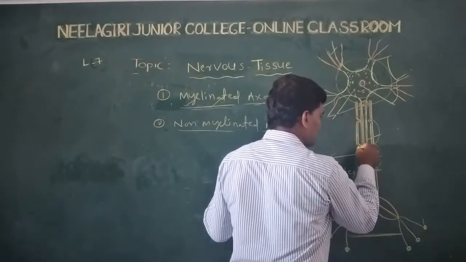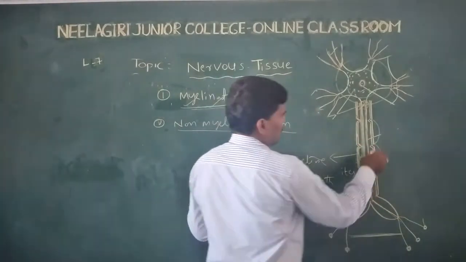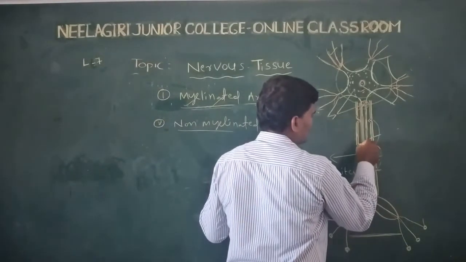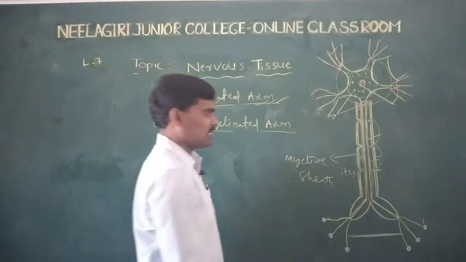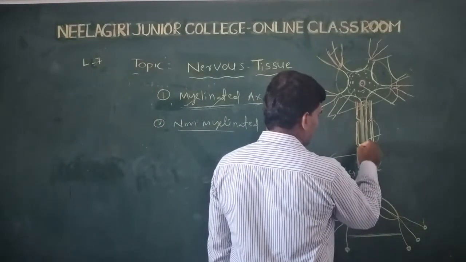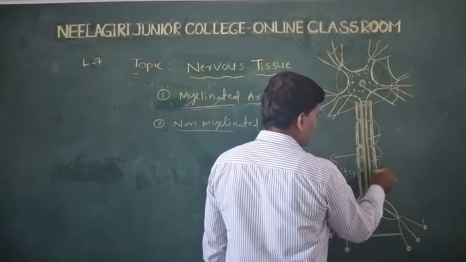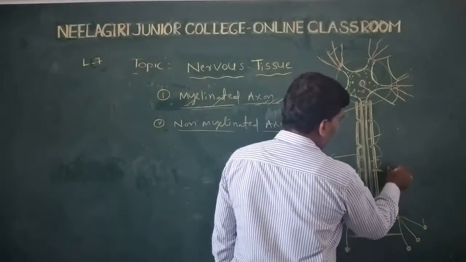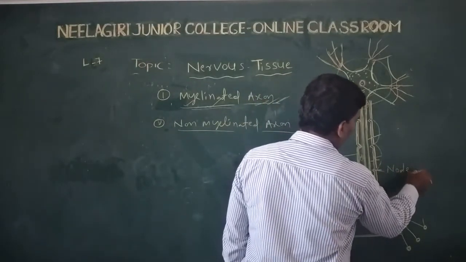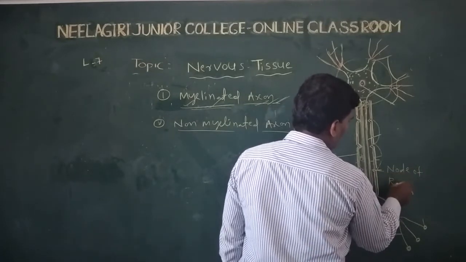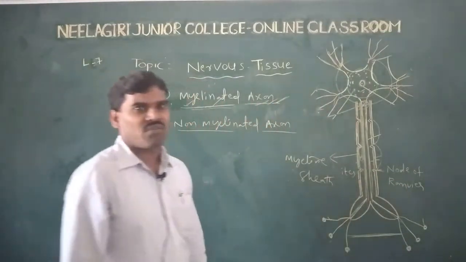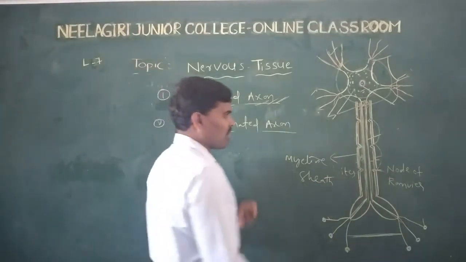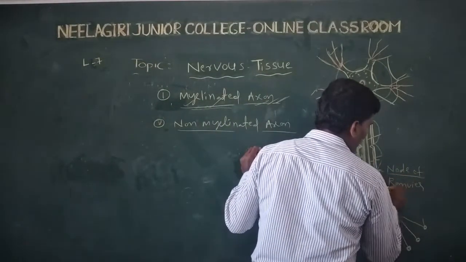Some places are naked, without myelin sheath. The places without myelin sheath are called the nodes of Ranvier. So, node of Ranvier. What is the use of the nodes of Ranvier?